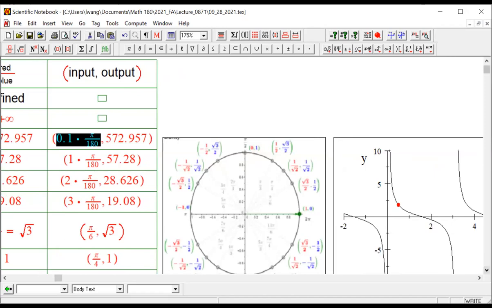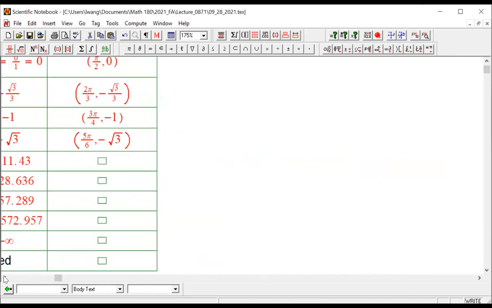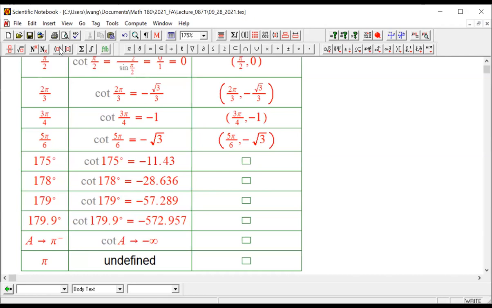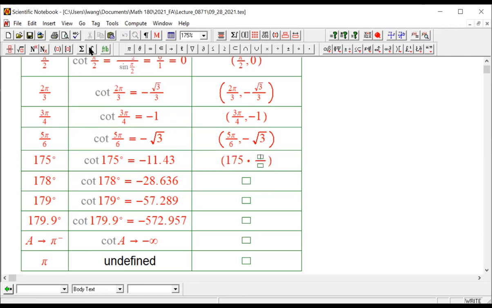For each one of those, and keep going. For these other degrees, right? You have 175 degrees. Convert that to radian. You're gonna multiply 175 pi over 180. That's the radian value of 175 degrees. Okay, so that's the radian. Keep going.